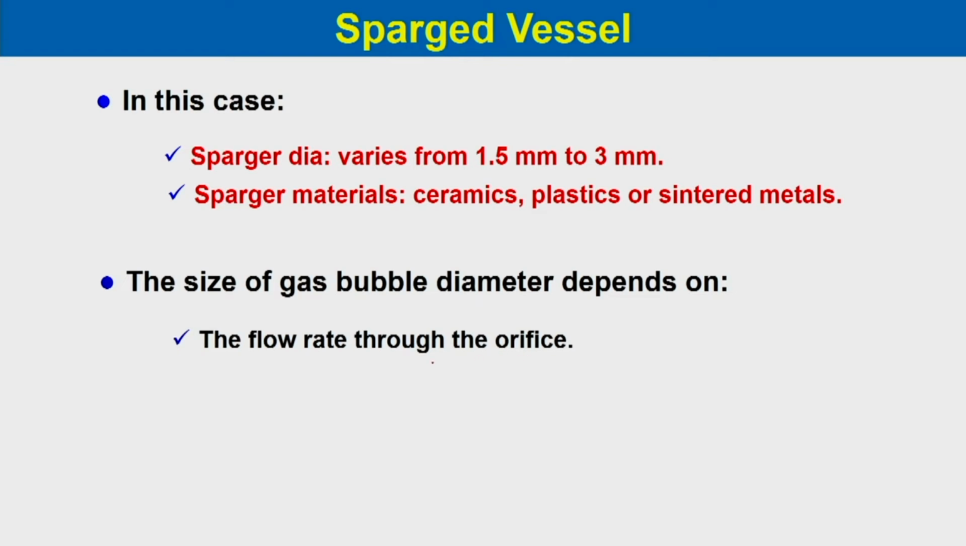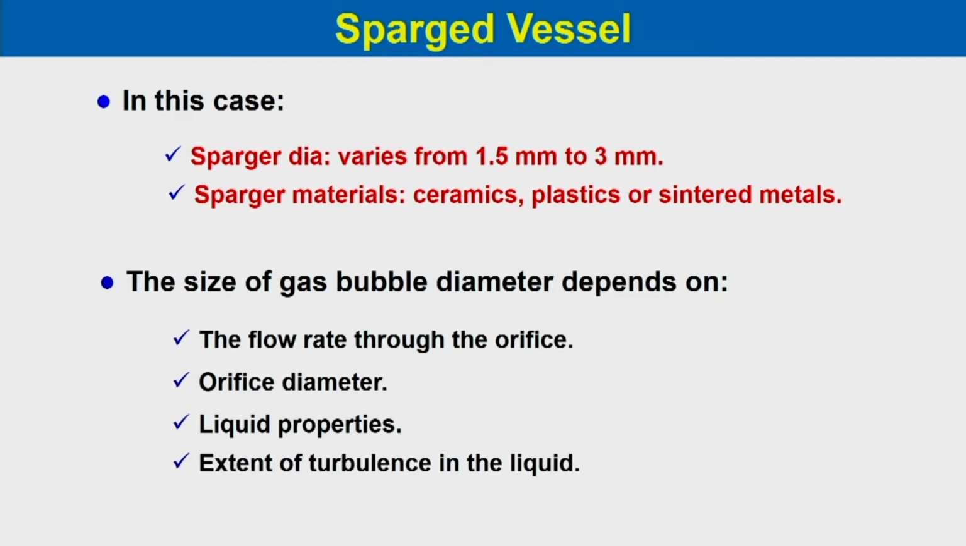Depending on the flow rate, the size of the bubble diameter will depend, and then the orifice diameter, liquid properties, whether it is highly viscous or less viscous, and then the extent of turbulence in the liquid, and what flow rate we are maintaining of the gas and liquid. So, the extent of turbulence inside the liquid is also important for the size of the bubble.